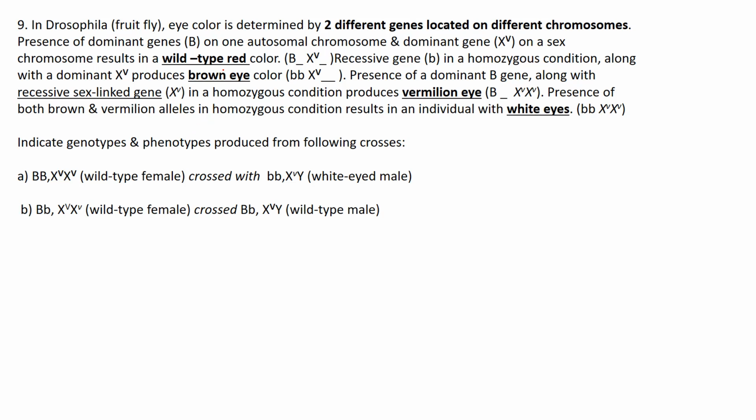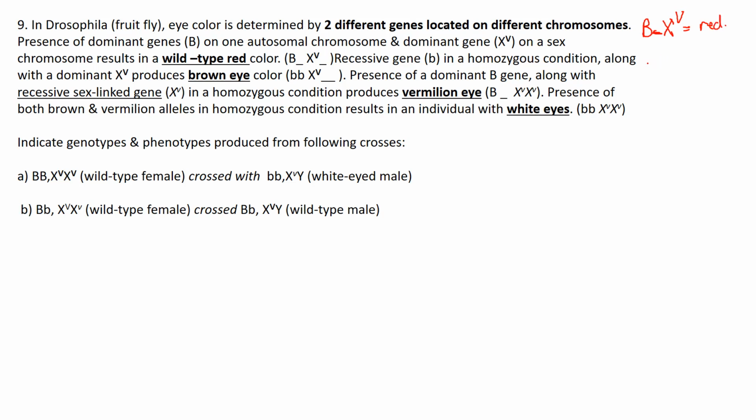Now, because it's so difficult, we've actually put the legend in here. So it says in fruit flies, eye color is determined by two genes located on different chromosomes. Presence of a dominant B on one autosomal chromosome and a dominant X with a capital V on the sex chromosome results in wild type red. And they give you the legend there. So let's just transfer that to make it stand out from the rest of the question here. X with a capital V, that's going to be red.